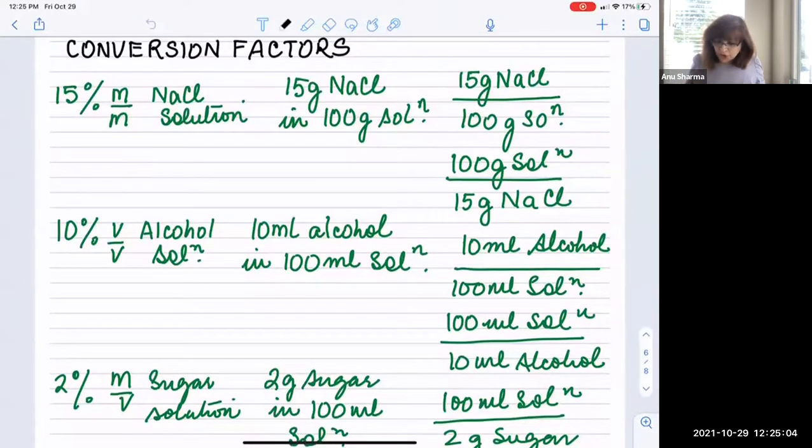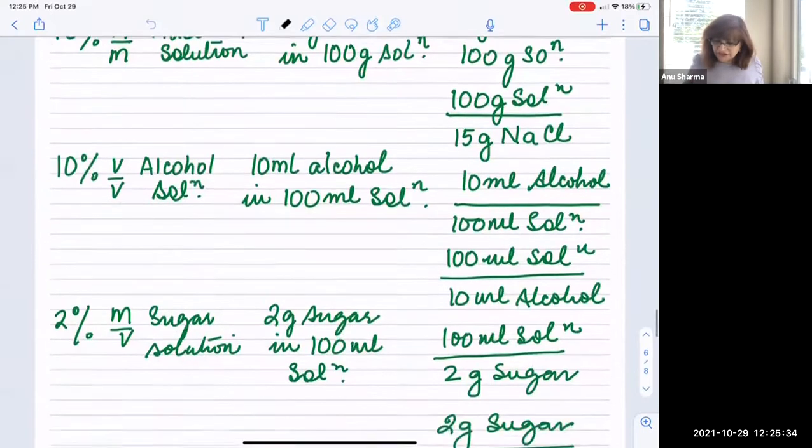And what do they mean? We talked about that 15% mass by mass percent means that there is 15 grams of whatever the solute is. So if it is an NaCl solution, 15 grams of NaCl is in 100 grams of total solution. And the conversion factors then become 15 grams of NaCl over 100 grams of the solution, or 100 grams of the solution over 15 grams of NaCl.